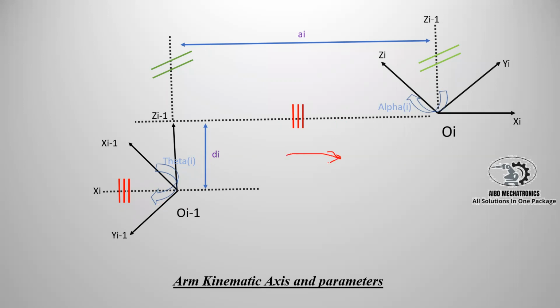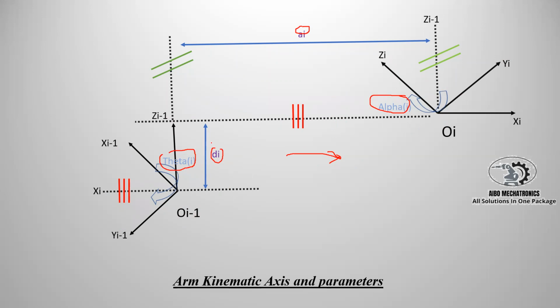We are going in this direction. This we call the previous frame, and this is the current frame. So Oi minus 1, and origin Oi. As you see, this is the Xi, Yi, Zi, and this is Xi minus 1, Yi minus 1, and Zi minus 1. And we have 4 parameters. The first parameter is di, the second one is ai, the third one is alpha i, and the fourth one is theta i.